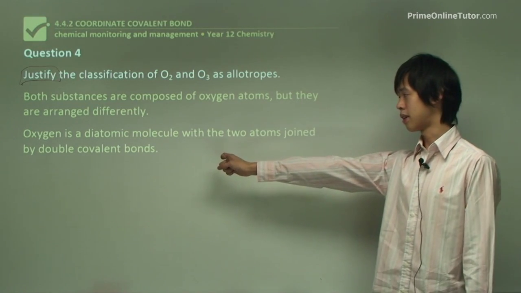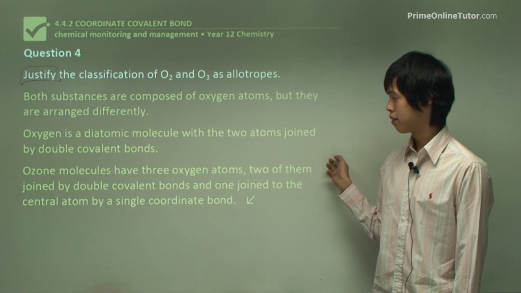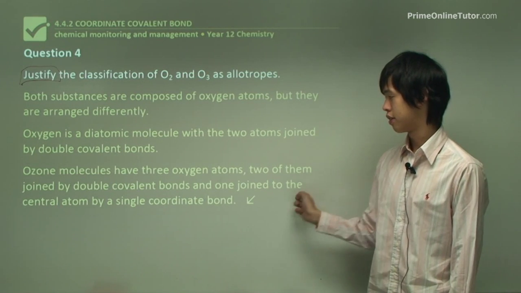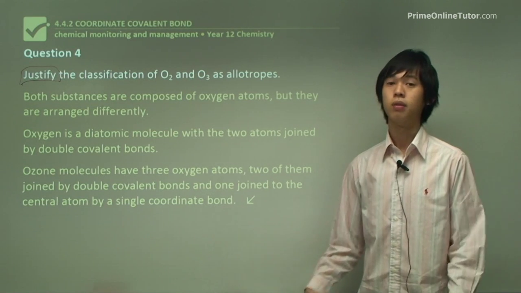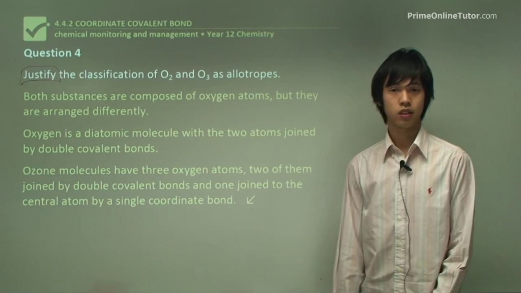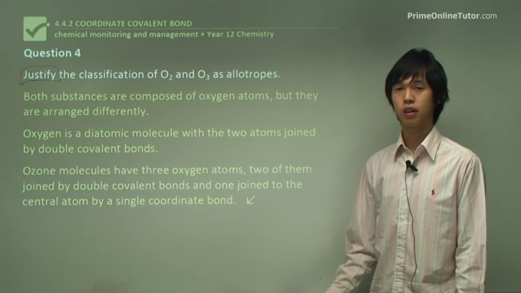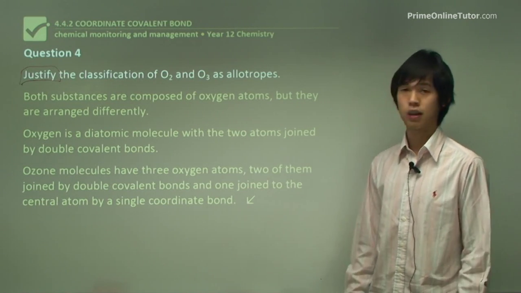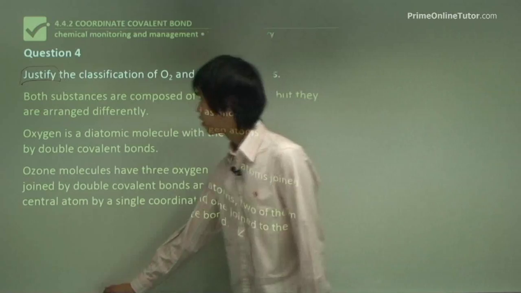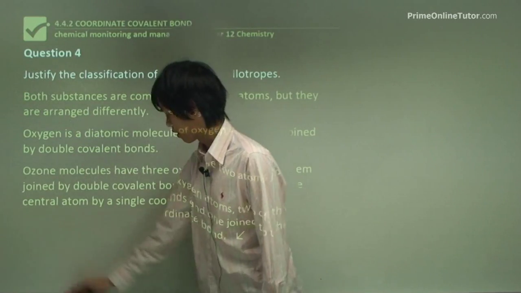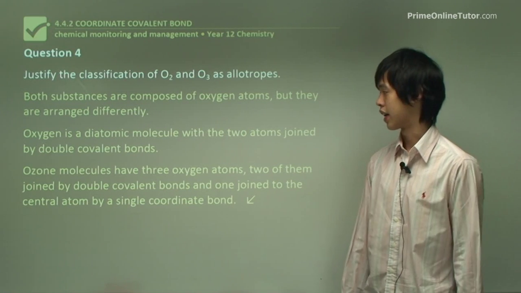Like I said, oxygen is diatomic with 2 atoms joined by double covalent bonds. And ozone molecules have 3 oxygen atoms, 2 of them joined by double covalent bonds and 1 joined by the coordinate covalent bond. So we'll talk about exactly what a coordinate covalent bond is in future lessons, but for now, this is what the difference is, and so we can call them allotropes because they're essentially the same element, just bonded differently to one another. So just remember, whenever we're answering questions, think about what the verb is asking us to do, and then you'll have no problem with any HSC question.